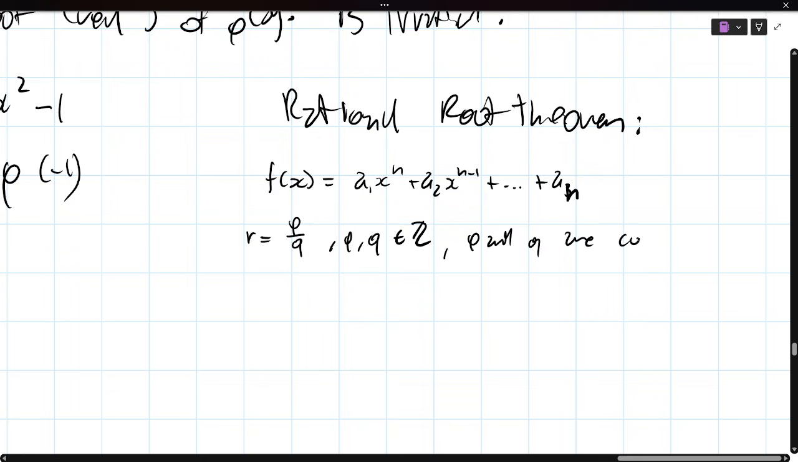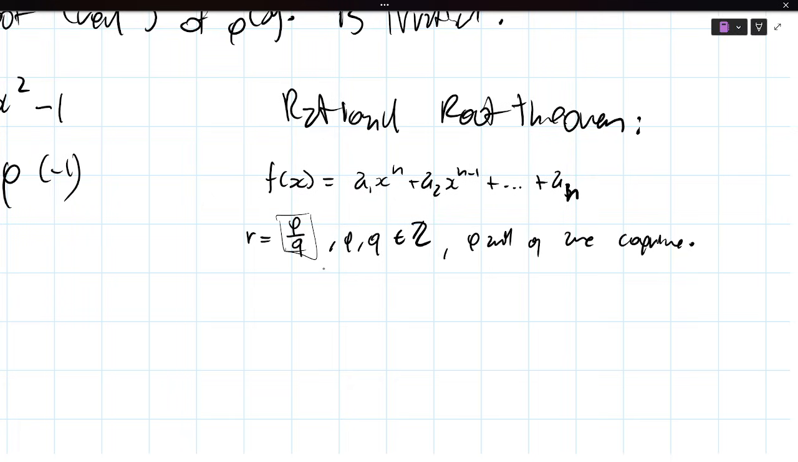p and q are co-prime. That means this is the simplest form of my fraction. I cannot simplify it further.